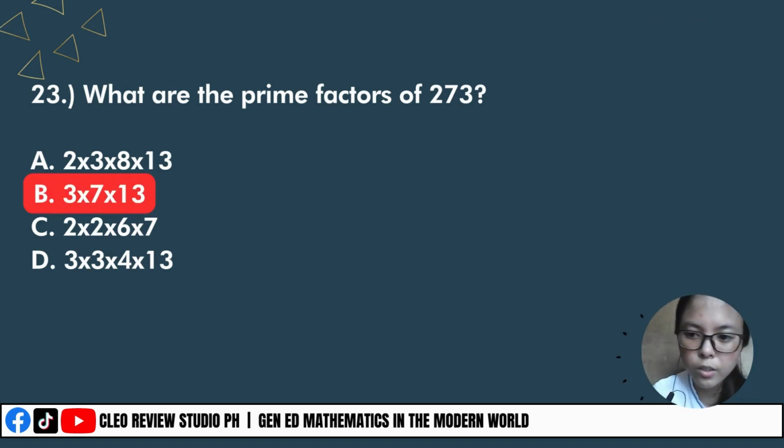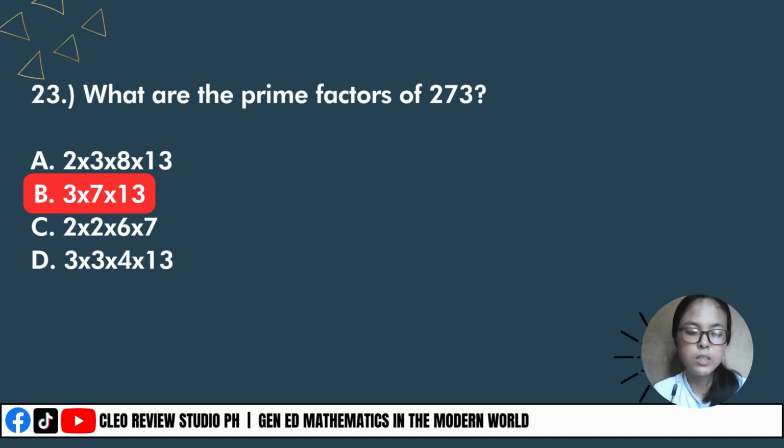The correct answer is option B, 3 times 7 times 13. To find the factors of a number, pwede kang gumamit ng factor tree, listing method, or continuous division. It's up to you kung anong gusto mong method. But one technique I normally do when answering this kind of questions is the elimination method.